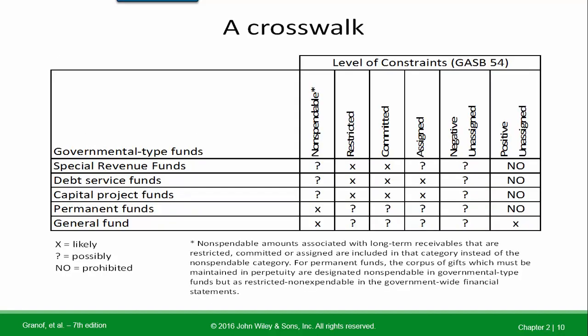Now here's a crosswalk. So we have the 5 governmental funds. I love this slide. And then the level of constraint. And non-spendable, these are amounts associated with long-term receivables that are restricted, committed, or assigned. For permanent funds, the corpus of gifts, which must be maintained in perpetuity, are designated non-spendable. And so we have the non-spendable that also includes some prepaids and inventory of supplies. Then we move into the levels: restricted, committed, assigned, a negative unassigned, a positive unassigned. Again, we're not going to focus on a negative unassigned because that should be a rare occurrence. But notice that only the general fund has the positive unassigned.